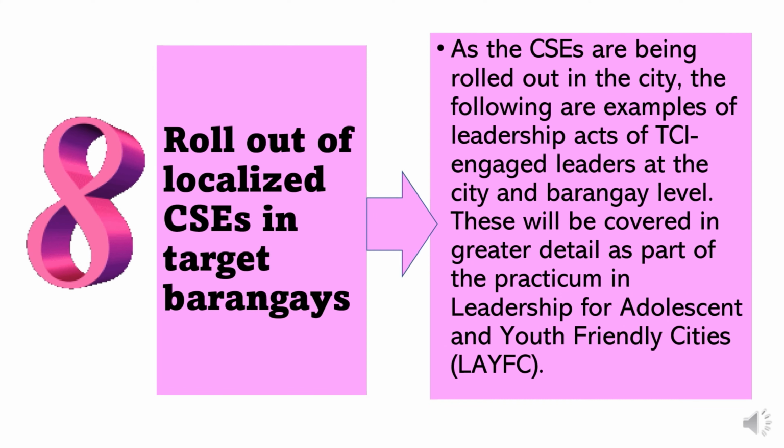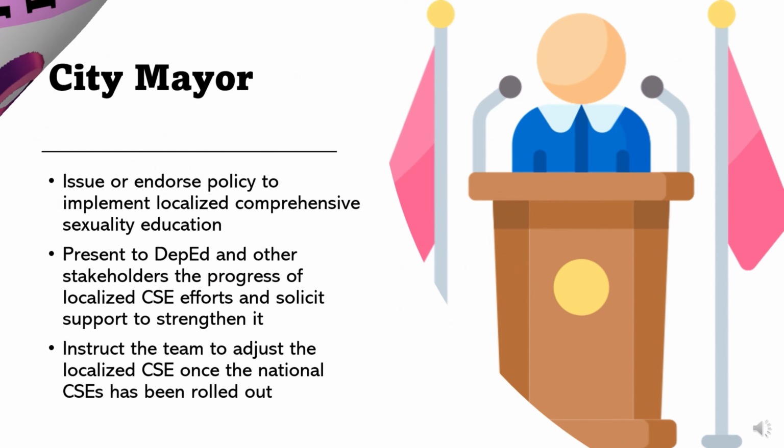Step 8. Rollout of localized CSEs in target barangays. As the CSEs are being rolled out in the city, the following are examples of leadership acts of TCI engaged leaders at the city and barangay level. These will be covered in greater detail as part of the Practicum in Leadership for Adolescent and Youth-Friendly Cities, LAYFC. The city mayor shall issue or endorse policy to implement localized comprehensive sexuality education, present to DepEd and other stakeholders the progress of localized CSE efforts and solicit support to strengthen it, and instruct the team to adjust the localized CSE once the national CSE has been rolled out.